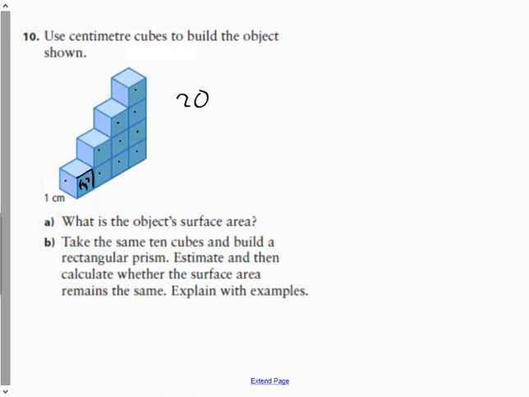On this side, we have 1, 2, 3, 4, 5, 6, 7, 8. We have 8 there. The bottom, which I can't see, would be 1, 2, 3, 4. This side would be 1, 2, 3, 4. And I believe that's all of them. Is that right? So altogether, if I add those up, 28 and 8 is 36. So the total surface area of that particular shape is 36 centimeters squared.